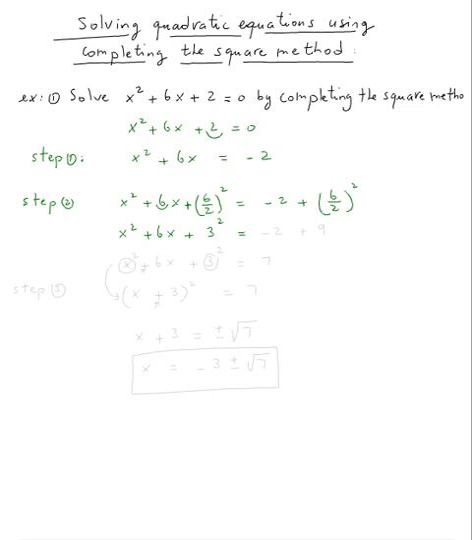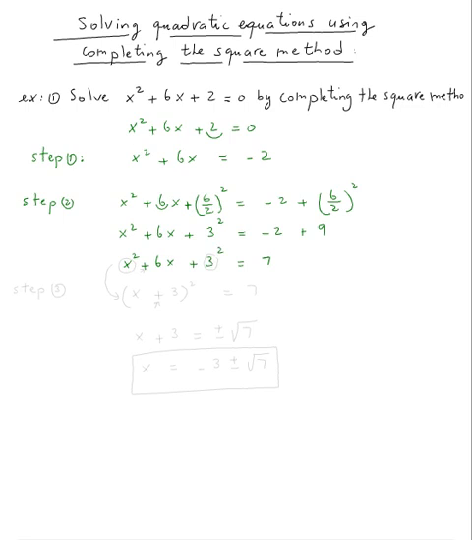But on the right side, it's the other way around. 6 divided by 2 is 3, and 3 squared is 9. So you try to evaluate. You even go further. In this case, minus 2 plus 9 is 7. So x squared plus 6x plus 3 squared is equal to 7.